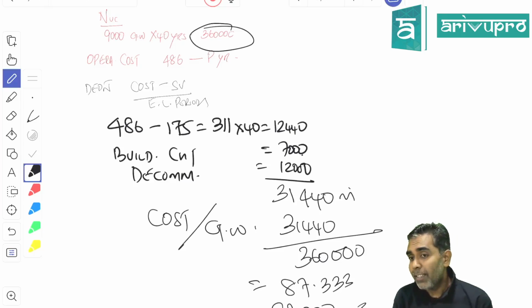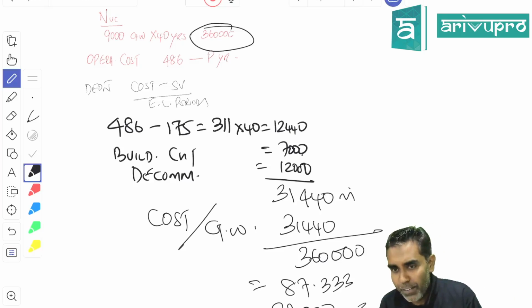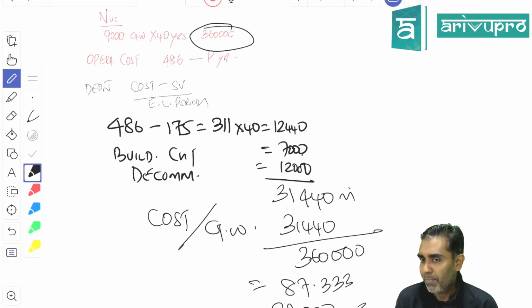Or what you can do is 486 multiplied by 40, but don't add 7,000, since that is already included with the depreciation. That's also another option of getting the answer. Ultimate answer would be the same. The depreciation is applicable for a particular year, no?